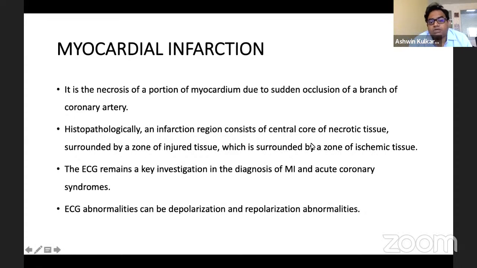So why is this important? It is important because in any ECG, you can have a combination of ECG changes of a necrotic myocardium, a zone of injured tissue. You should know what the ECG changes are in the injured tissue, and also be aware of the ECG changes in the zone of ischemia. The ECG remains a key investigation in the diagnosis of MI and the acute coronary syndromes, as you all know. ECG abnormalities can be related to depolarization as well as repolarization of the myocardium.